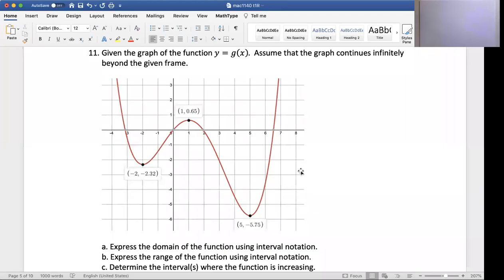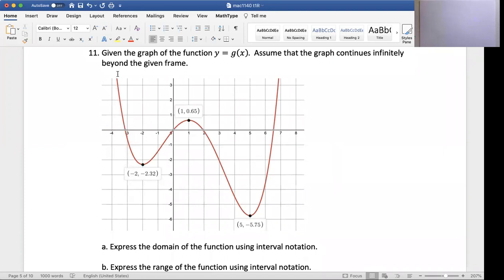So we're given this graph of y equals g of x, and we are assuming that it continues infinitely beyond the given frame. So arrows here heading up to infinity, arrows there heading up to infinity. So the first question asks us, what is the domain? Can we express the domain of this? What are all of the x values that I see here?